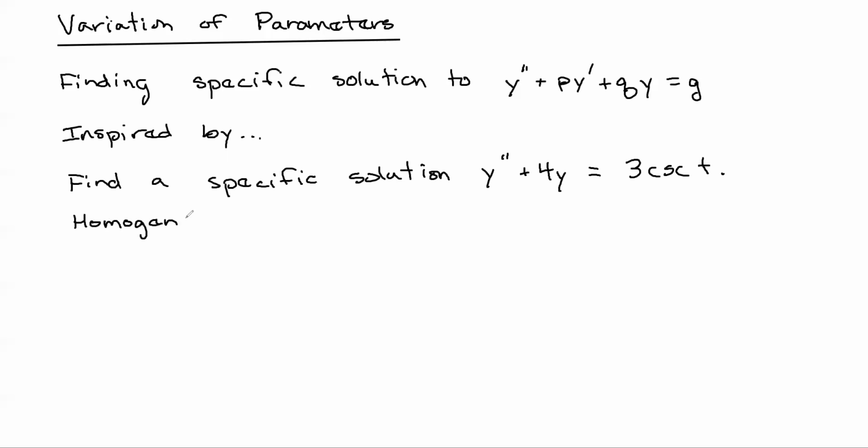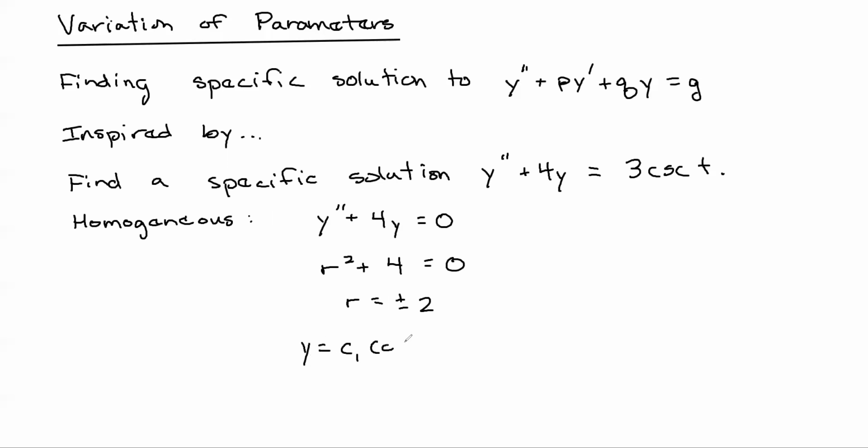So if you solve the corresponding homogeneous, what happens? We'd have y double prime plus 4y equals 0. This is r squared plus 4 equals 0, so r equals plus or minus 2i. And we could form that into y equals c1 cosine of 2t plus c2 sine of 2t. Okay, so we end up getting to here, and then the question is what to do next.